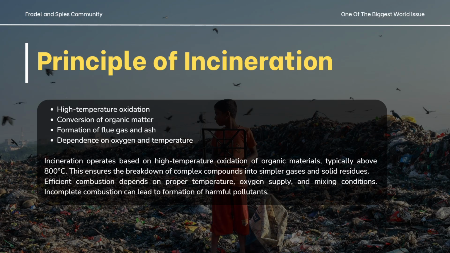Next is the principle of incineration. There are 4 points here. The first one is high temperature oxidation, conversion of organic matter, formation of flue gas and ash, and dependence on oxygen and temperature. Incineration operates based on the high temperature oxidation of organic material, typically above 800 degrees Celsius. This ensures the breakdown of complex compounds into simpler gas and solid residue. Efficient combustion depends on the proper temperature, oxygen supply, and mixing condition. Incomplete combustion can lead to formation of harmful pollutants.